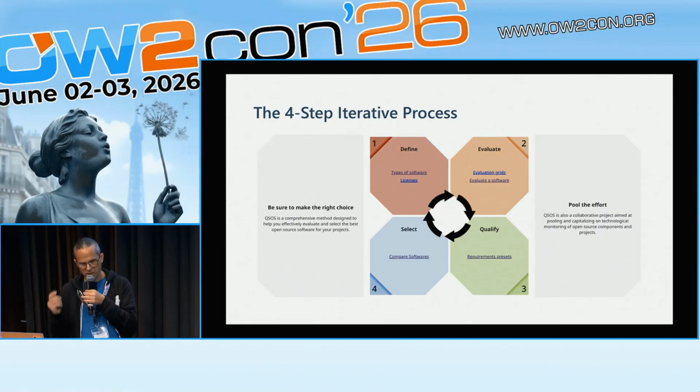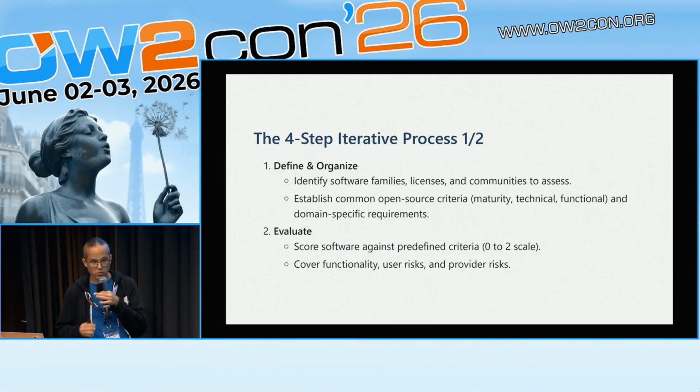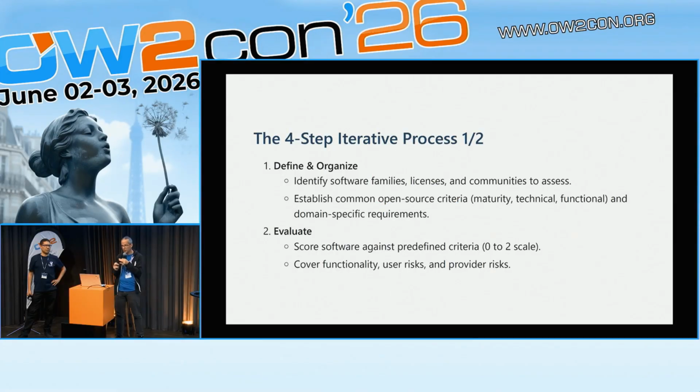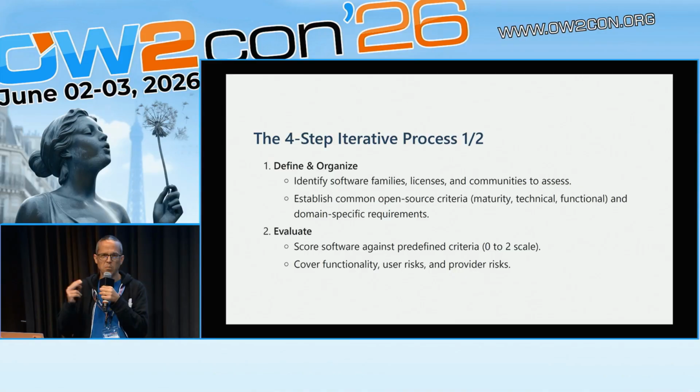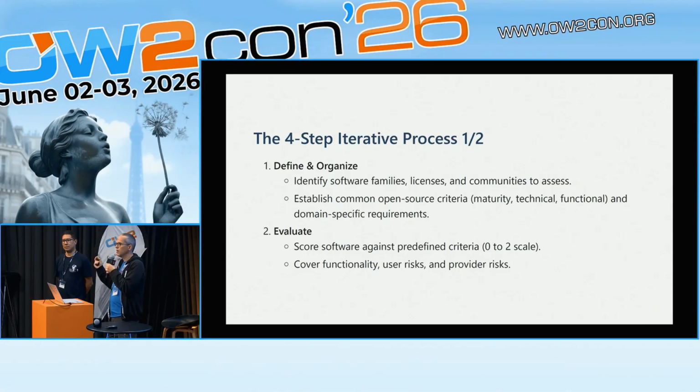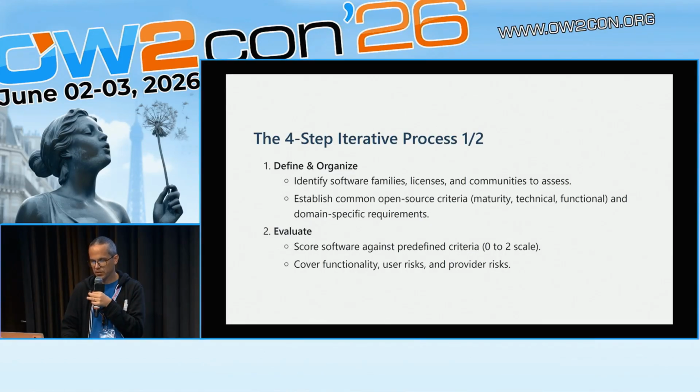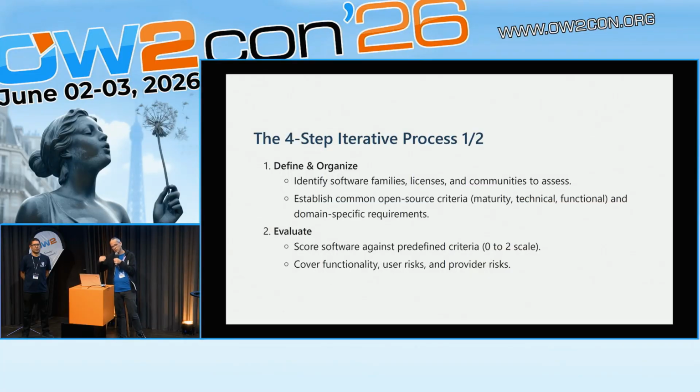So there is an iterative process in 4 steps. The first is to define. You need to identify the software families, licenses, and community you want to study. So you have a problem, like I want to know which are the open source software for office automation. There is OpenOffice, LibreOffice, Collabora. I don't know which one is the best for me. So I will select the software, and I will establish common open source criteria, like maturity, technical functionality, and domain-specific requirements. And after this organization, I will evaluate all my software against these criteria.